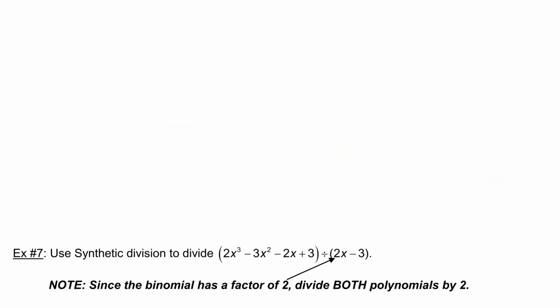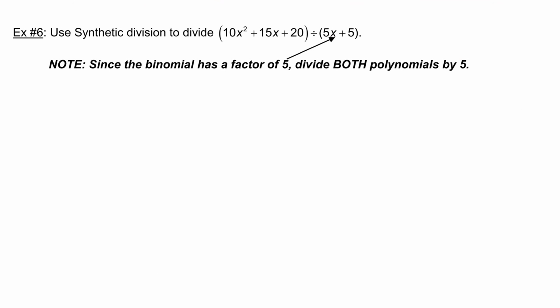Perfect. Okay, so now we notice, ooh, we have a number in front of my x. So the first thing to do is divide everything by the number in front of the x that you're dividing by. So since a binomial has a factor of 5, divide both polynomials by 5. So I end up with, well, 10 over 5 is 2x squared. 15 over 5 is 3x. 20 over 5 is 4.